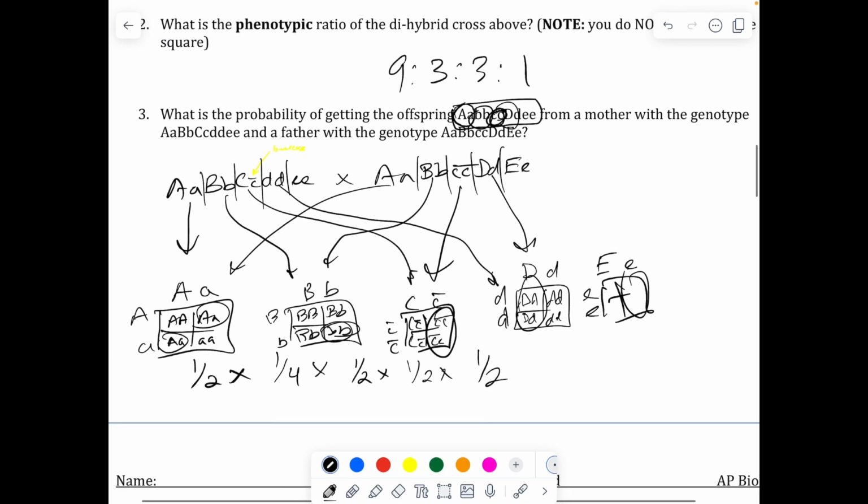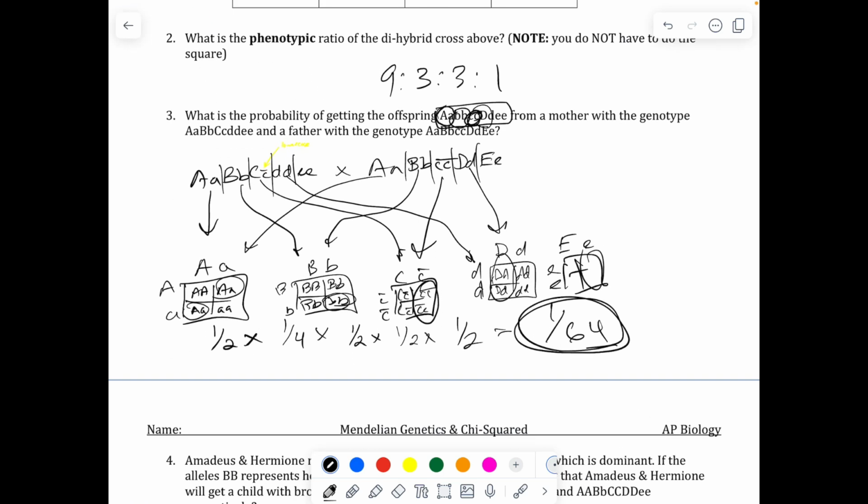It's a half. So a half times a fourth is an eighth. An eighth times a half is a 16th. 16th times a half is a 32nd. And a 32nd times a half makes it 1/64. That is the answer.